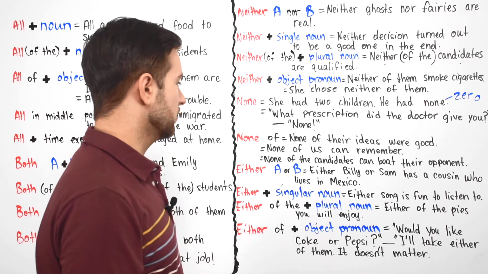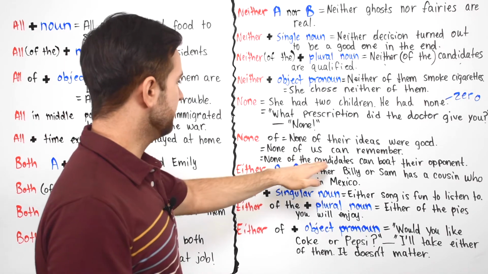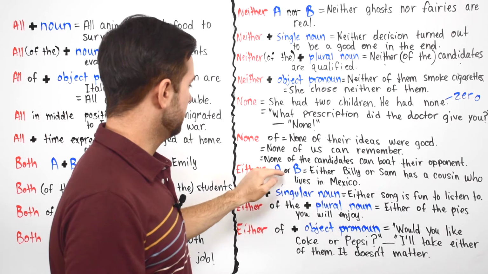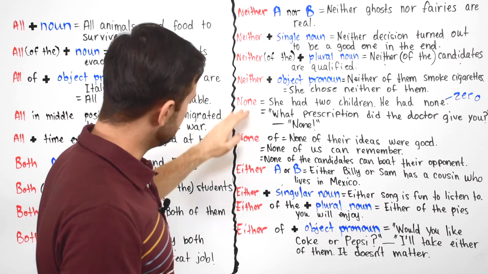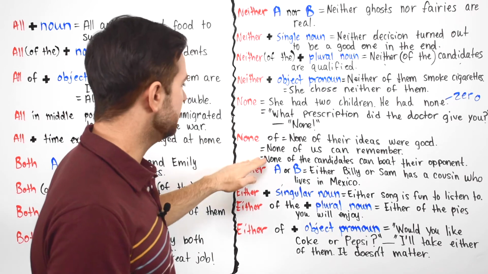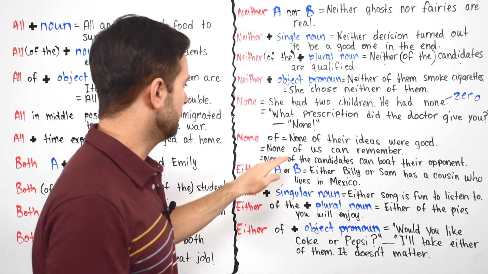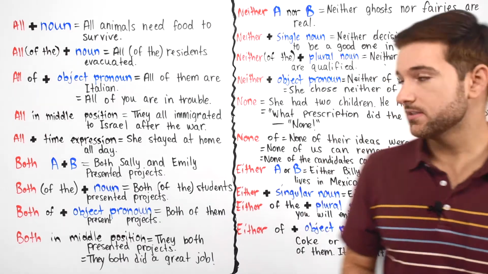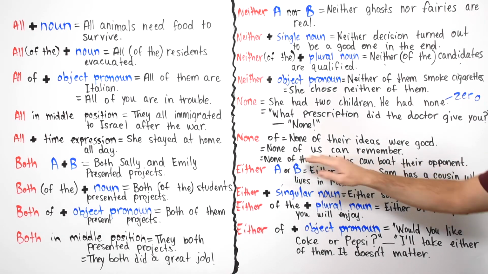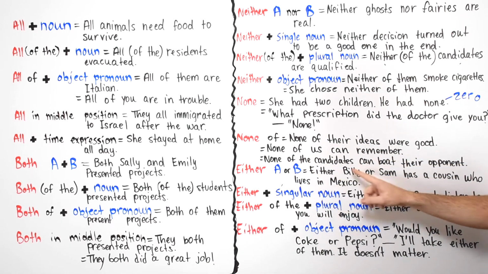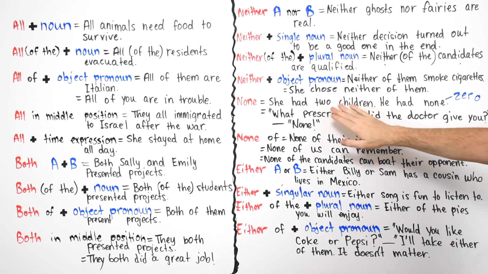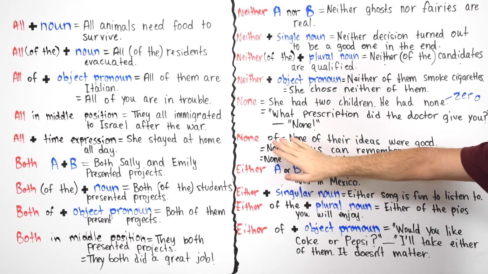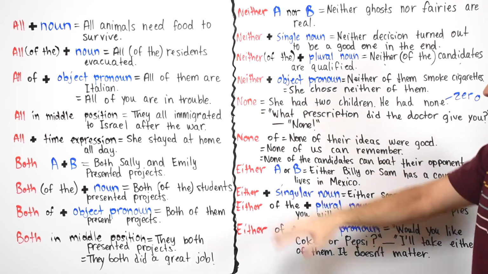None of their ideas were good. None of us can remember. None of the candidates can beat their opponent. So negative meanings here. None of their ideas were good. None of us can remember, and none of the candidates can beat their opponent. Okay guys, so that's all the examples with none, and we only have 2 actually.